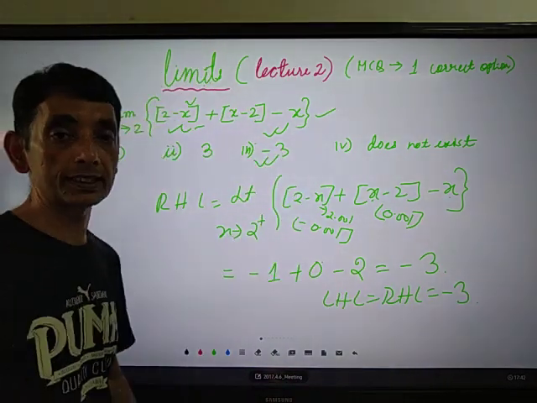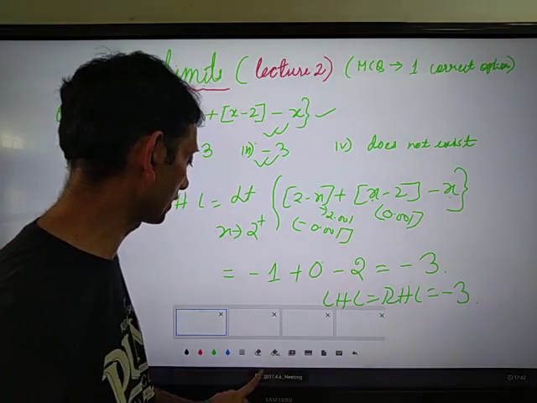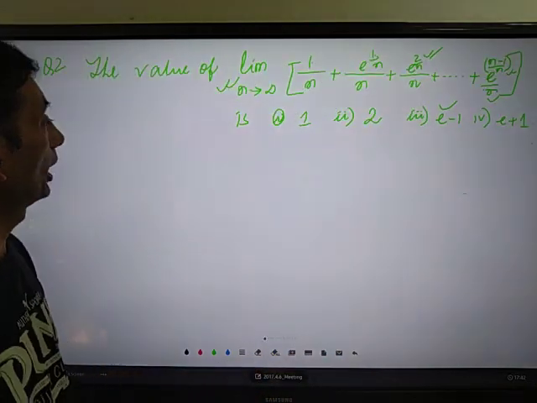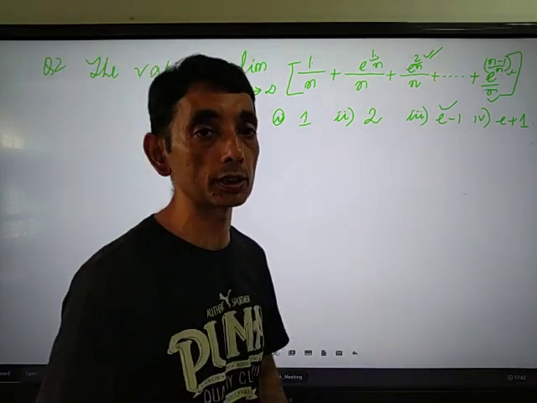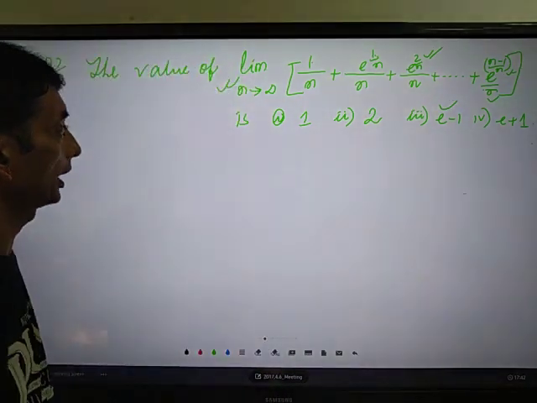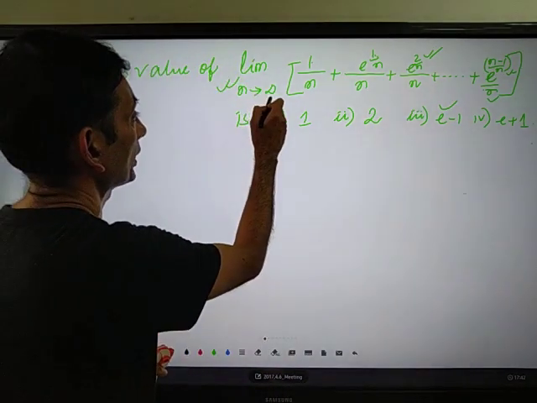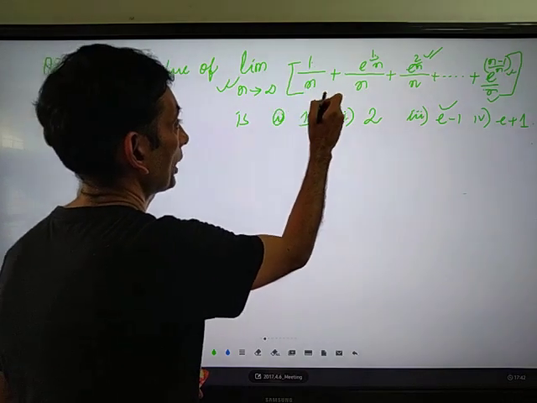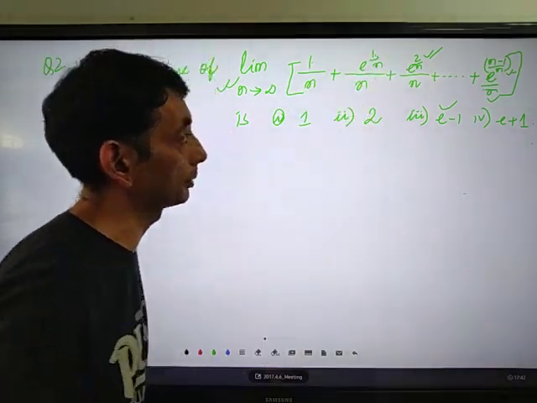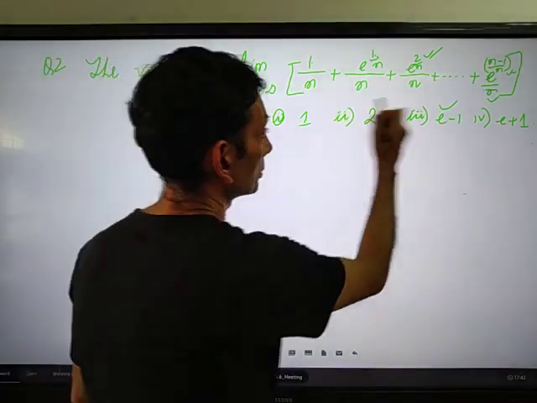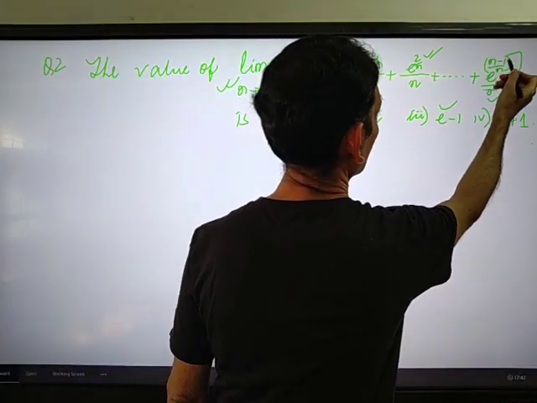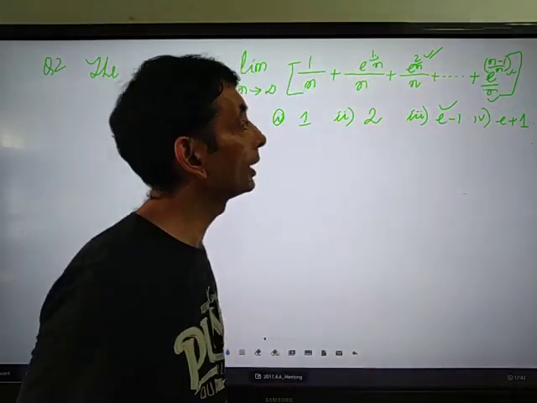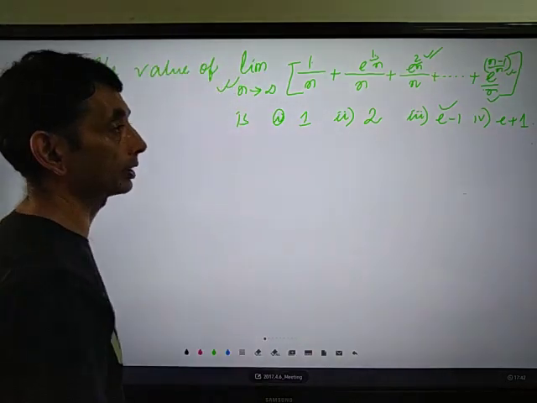Okay, so let's move to the next question. This is also a very important question. Please observe the expression. Limit n tends to infinity of 1 by n plus e to the power 1 by n divided by n, and it goes like that, and the last term is e to the power (n minus 1) by n divided by n. So we need to find the limit.